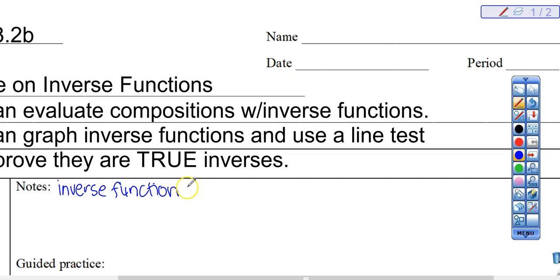Inverse functions only exist if f of x is 1 to 1. So that's important. Remember, if it's 1 to 1, each x has one y, each y has one x. They don't cheat. They don't trade partners. They are 1 to 1.